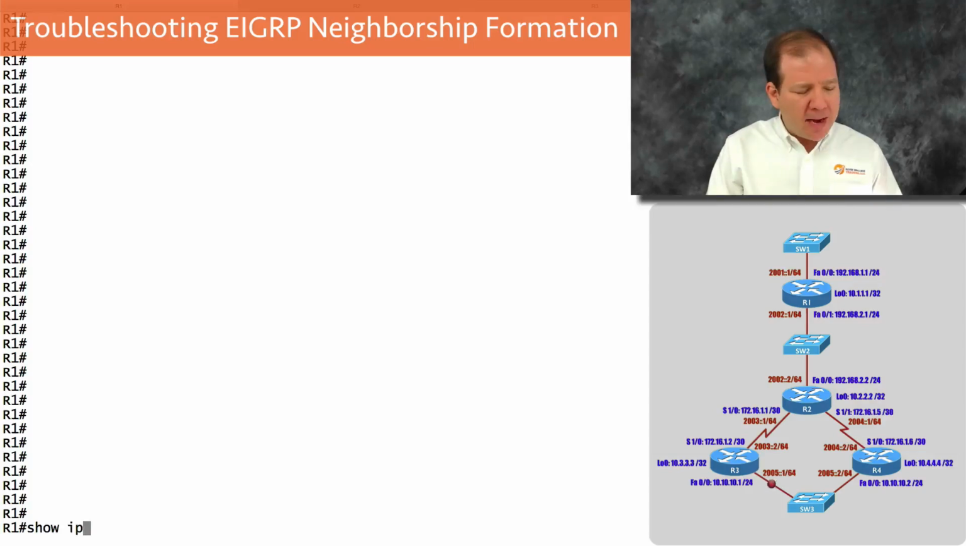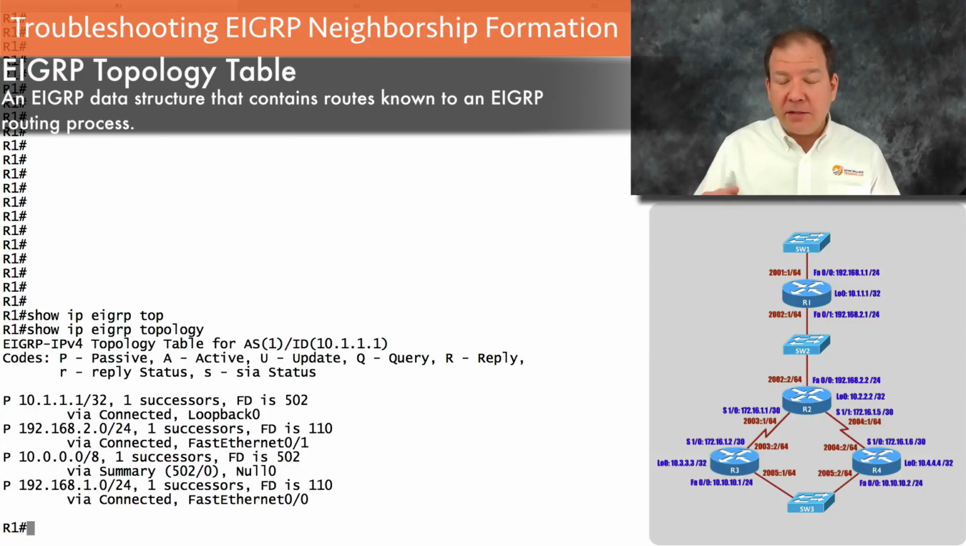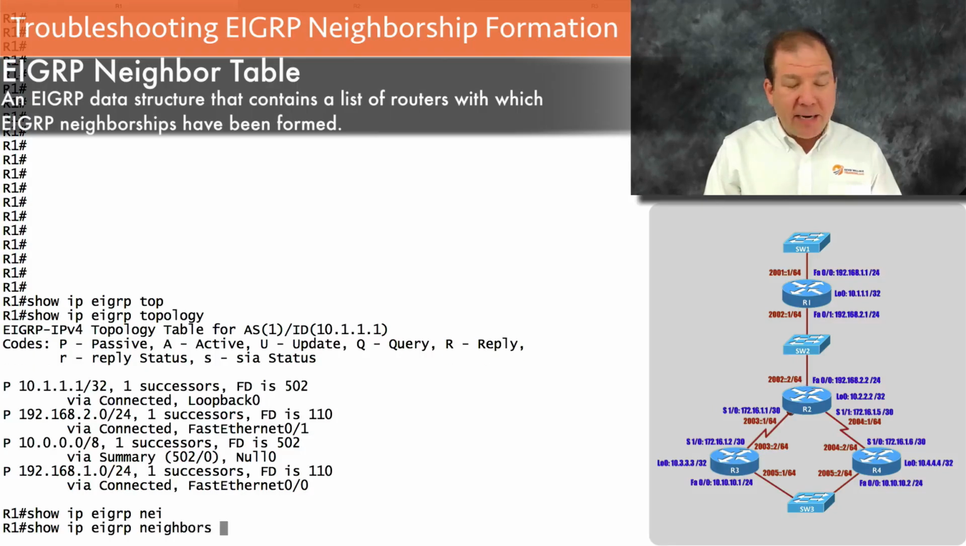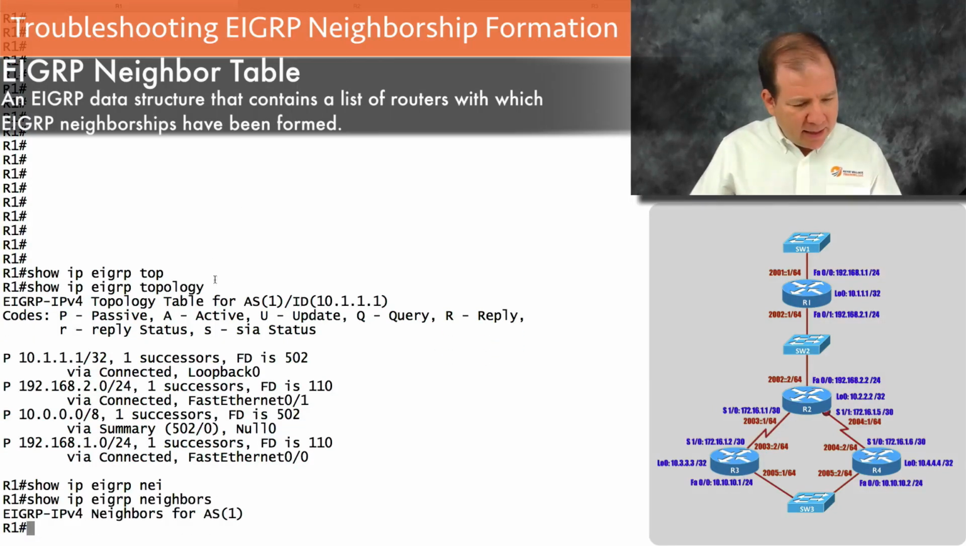I can do a show IP EIGRP topology. This can give me a list of networks known to EIGRP. And I do know about some networks, but these are all locally attached to this router. I don't think I've learned anything via EIGRP. I can do a show IP EIGRP neighbor to see any neighbors that I know about. And this does not look good. I don't have any neighbors, and we see that we're in autonomous system 1.